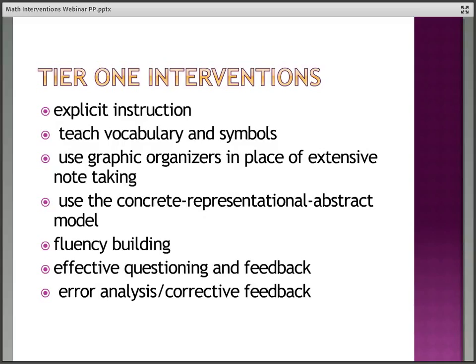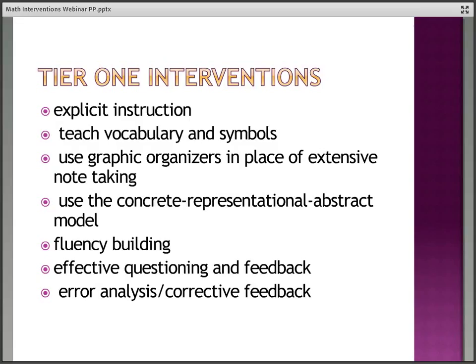Anytime you can make your instruction more explicit or more like direct instruction would be great. Make sure that you teach the vocabulary and the symbols, even if it's not necessarily in your lesson plan or in your textbook. Anytime you can use more of a graphic organizer model instead of extensive note-taking, that can help students. Use your concrete, representational, and abstract model. So start with your manipulatives, then use a picture representation, and then take that away to be abstract.